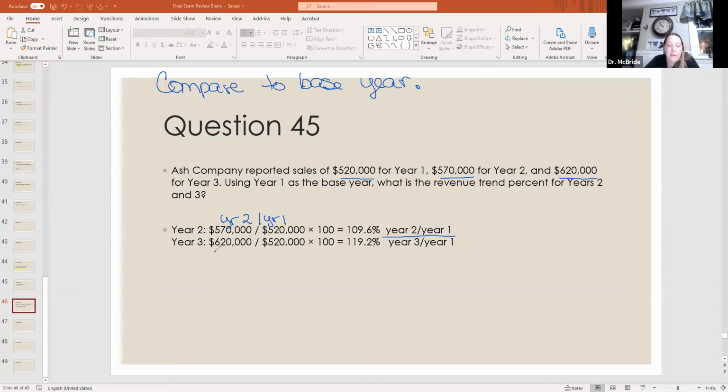Then here, this is year three, and this is still year one. So between year one and year three, it increased to 119.2%. What I don't have here, because I'm comparing it all to a base year, is what the increase was from year two to year three. I can't see from this whether I went up 10%, 9%, 8%, wait, what's happening? Or whether it went up 10%, 11%, oh, that's good. That I can't see. It has a different purpose when you're using a base year.